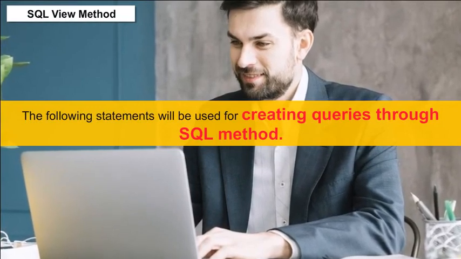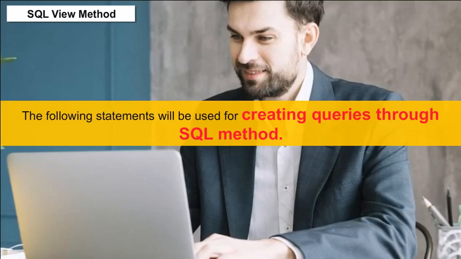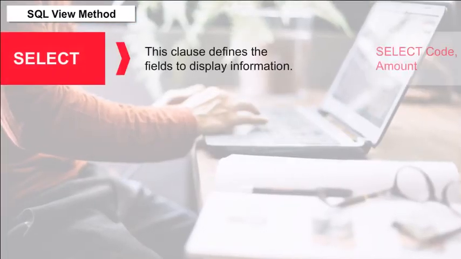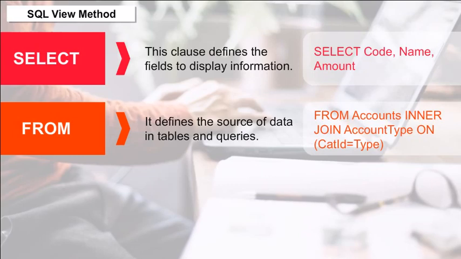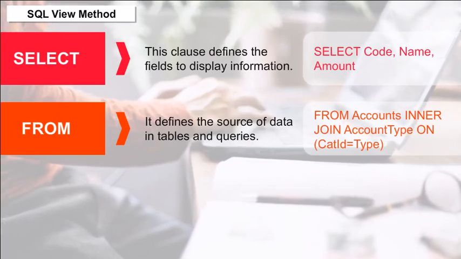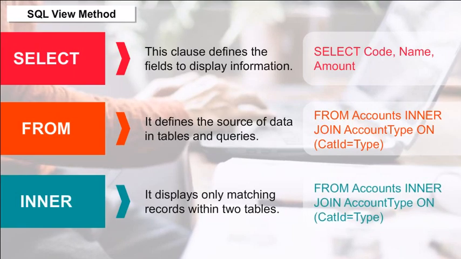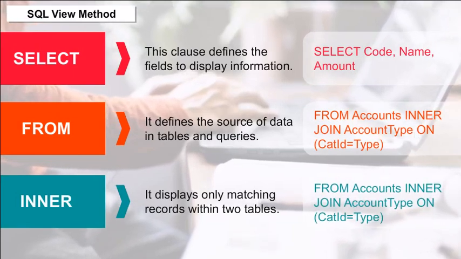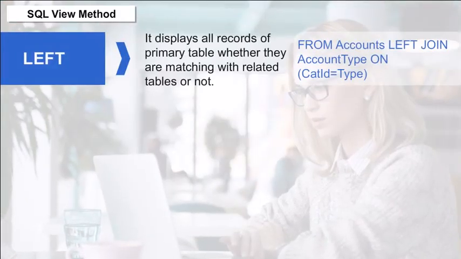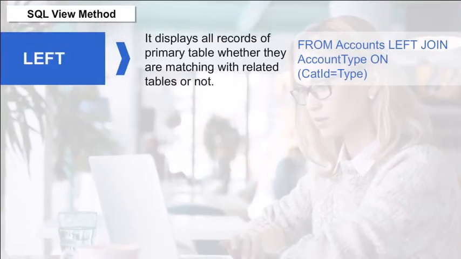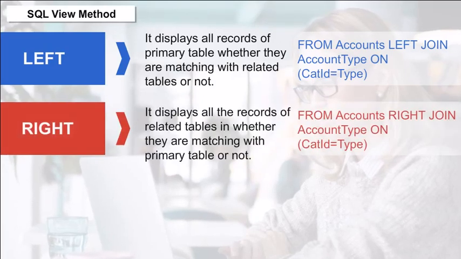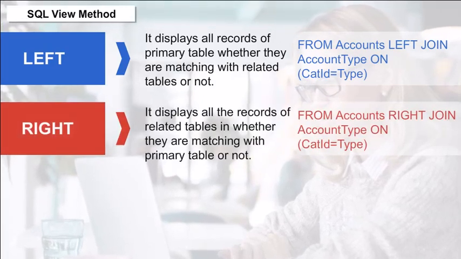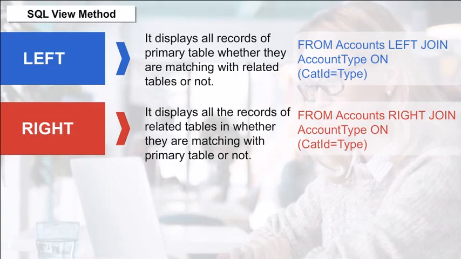SQL View method. The following statements will be used for creating queries through the SQL method. Select. This clause defines the fields to display information. From. It defines the source of data in tables and queries. Inner. It displays only matching records within two tables. Left. It displays all records of the primary table, whether they are matching with related tables or not. Right. It displays all the records of related tables, whether they are matching with the primary table or not.